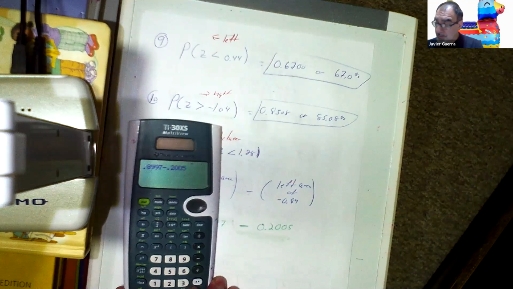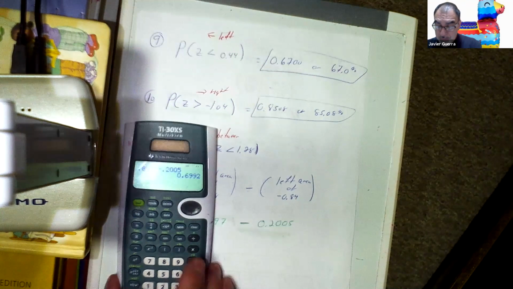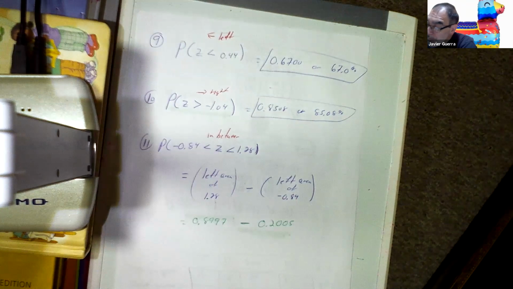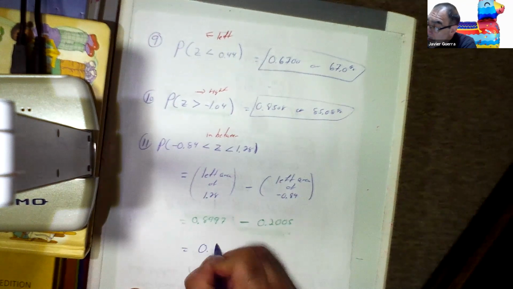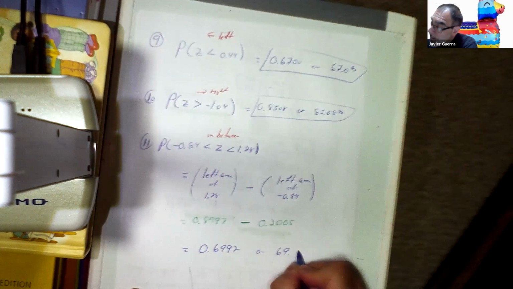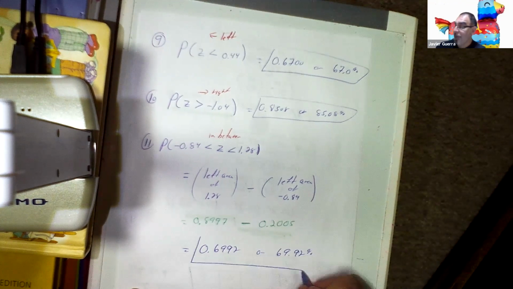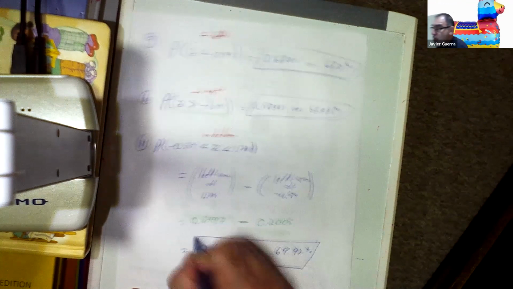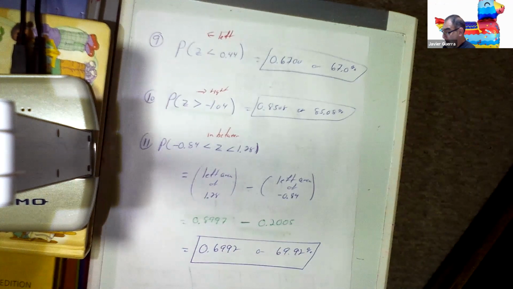0.6992, or 69.92%. I'm gonna put that in a large box. Boom. Let's see what they have in the back. 69.92%. Booyah! Ah, we're so good, aren't we? Okay, so there we go.